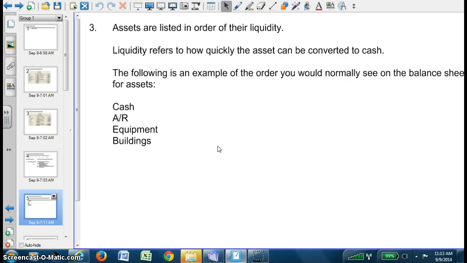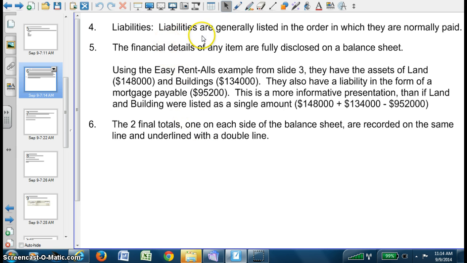Assets are listed in their order of liquidity. Liquidity refers to how quickly the asset can be converted to cash. So the following list is the order you would normally see on the balance sheet for assets: cash, accounts receivable, equipment, and buildings. Number four, liabilities are generally listed in order in which they are normally paid. Number five, the financial details of any item are fully disclosed on a balance sheet.